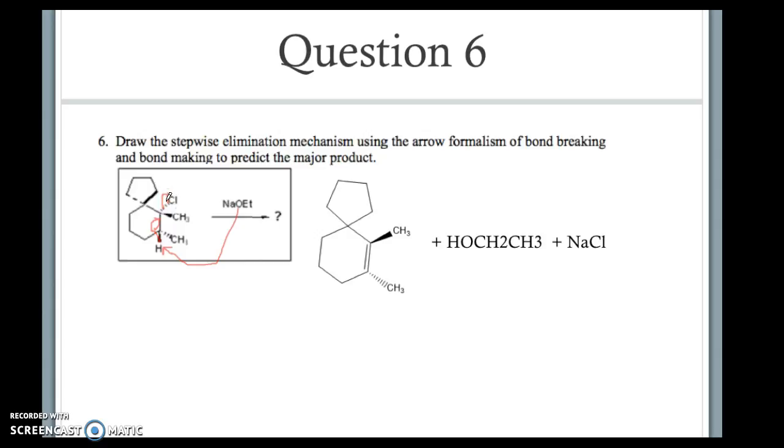cleave off with the electron pair in the carbon-chlorine bond, leaving us with a structure with a new double bond, and it will give us the byproducts of methanol and salt. And therefore, this is our major product.